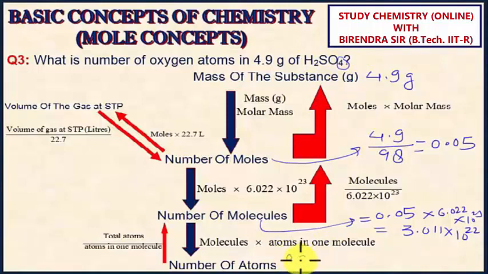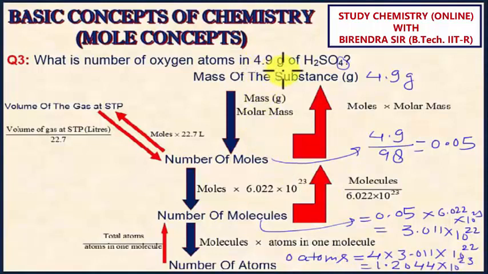So the number of oxygen atoms will be 4 into 3.011 into 10 raised to 22. And the value comes as 1.2044 into 10 raised to 23. So this is the number of oxygen atoms present in 4.9 grams of H2SO4.